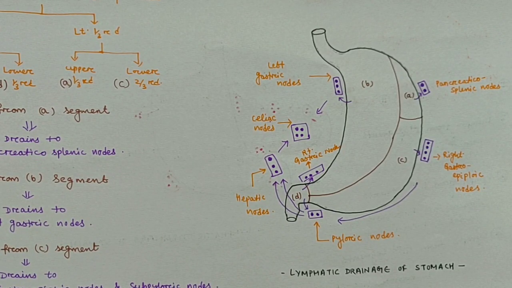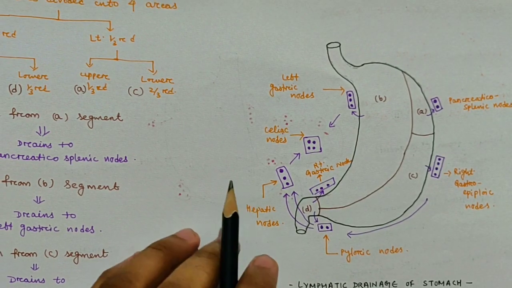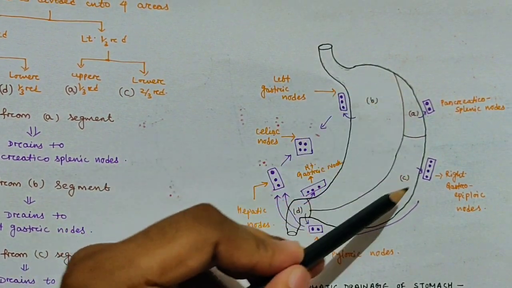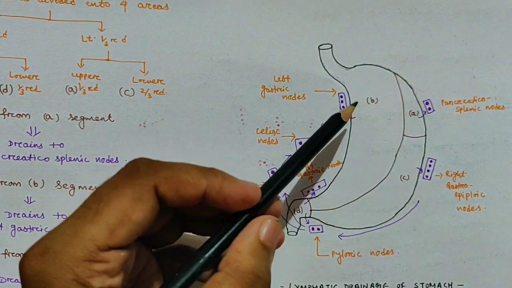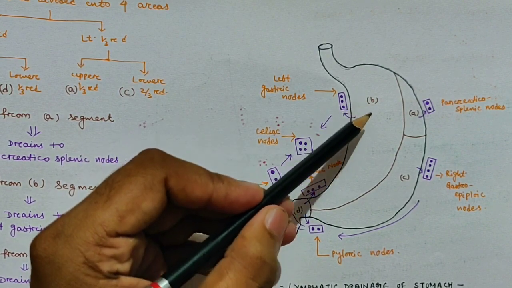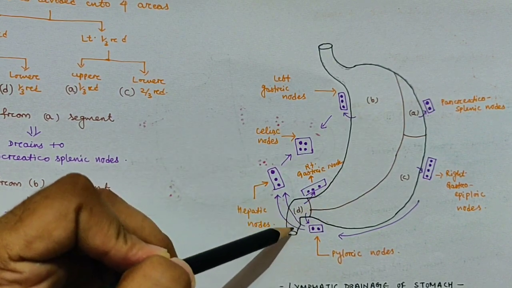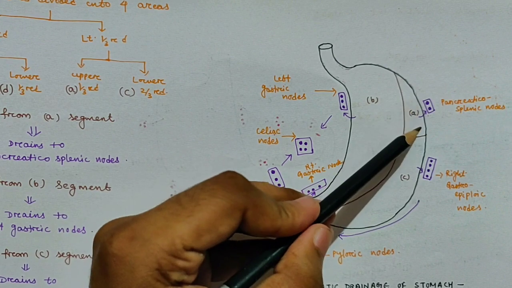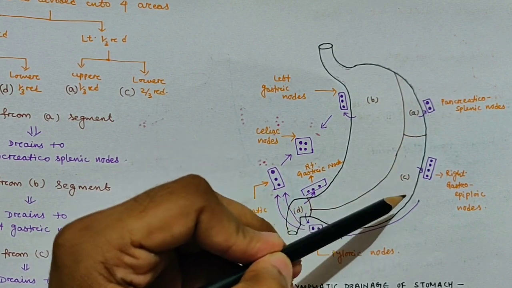Now we will go through the second topic, lymphatic drainage of the stomach. Basically, the stomach is divided into four segments or four areas: right upper 2/3, right lower 1/3, left upper 1/3, and left lower 2/3.